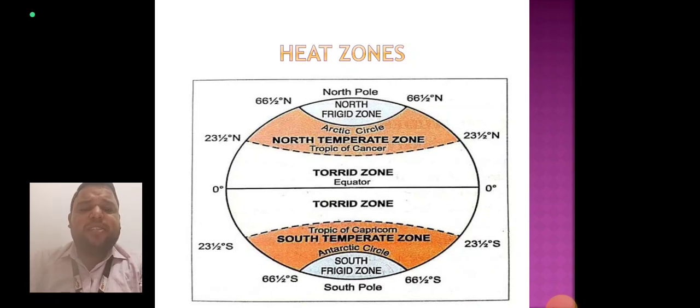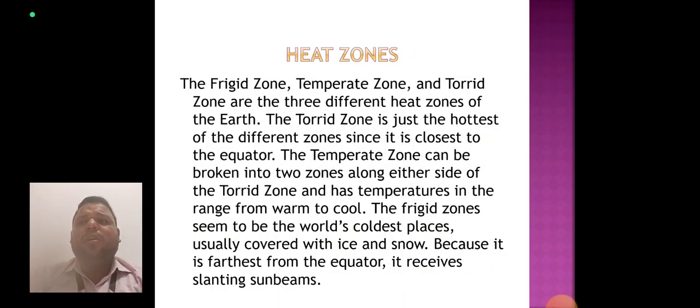On the basis of the distance from the equator, the earth is divided into three broad climatic zones. These are called heat zones. The first one is the frigid zone, the second is the temperate zone, and the third one is the torrid zone. These are the different heat zones of the earth.